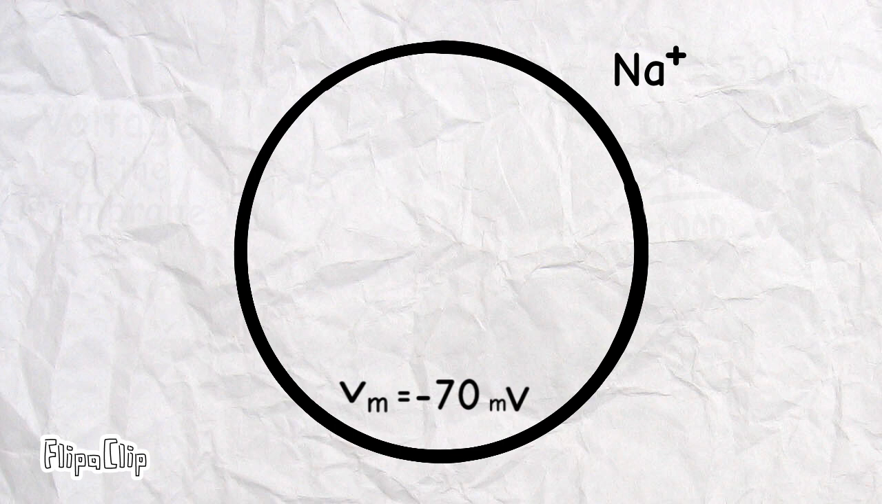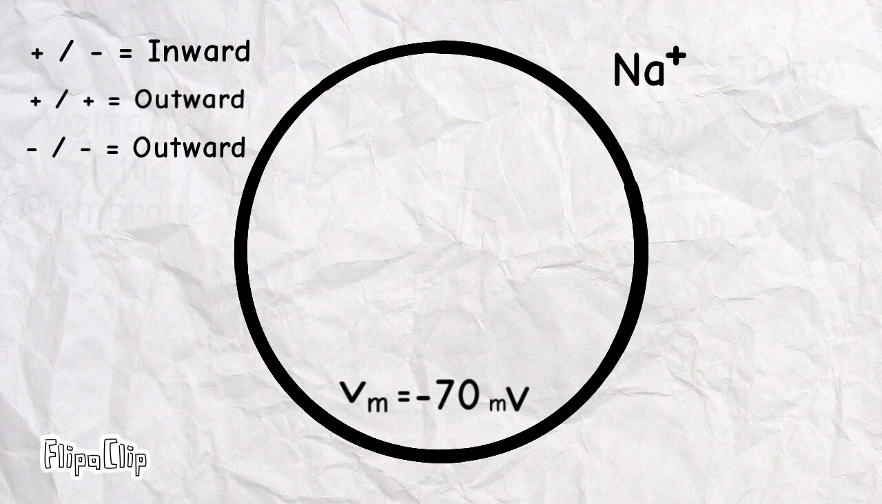The first rule is opposites attract. If the net charge or the voltage of the membrane is negative and the charge of the solute outside the cell is positive, this will create an inward electrical driving force. On the other hand, if both the charges of the solute and the voltage of the membrane are both positive or both negative, they will repel each other and create an outwards electrical driving force.